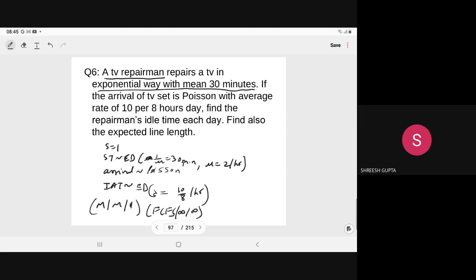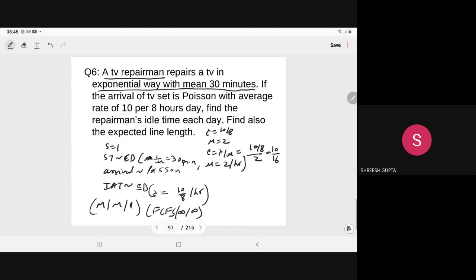Now you have to find the repairman's idle time each day. So you have to compute the idle time. Before computing this, we have computed lambda equal to 10 by 8 and mu equal to 2. So rho is equal to what? Lambda upon mu. So it is 10 by 8 upon 2, that is 10 by 16, or 5 by 8.